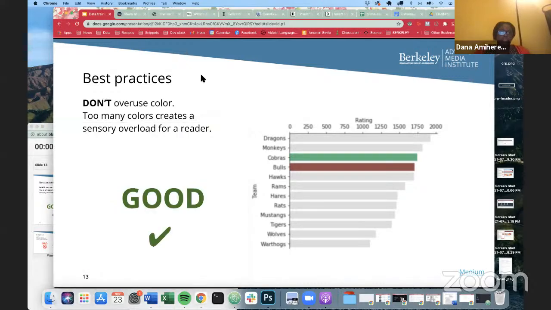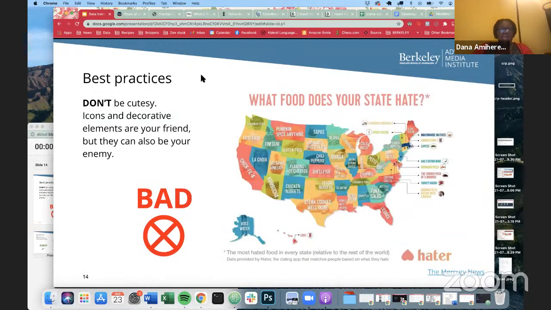Okay. A similar thing when you're talking about using icons and decorative elements. Again, I tried to find good examples, but in this particular case, some of the memes and graphics were so egregious and terrible that I picked those. So this is an infographic I found online: What food does your state hate? And this is terrible. Every state is a different color. There's no rhyme or reason as to why the blue or yellow or red is used.